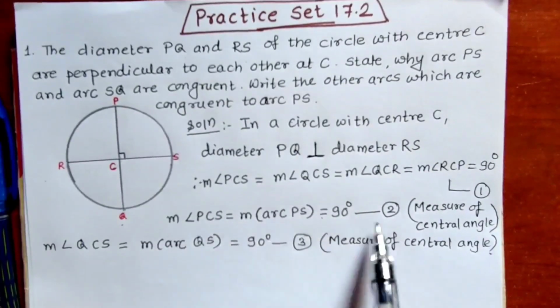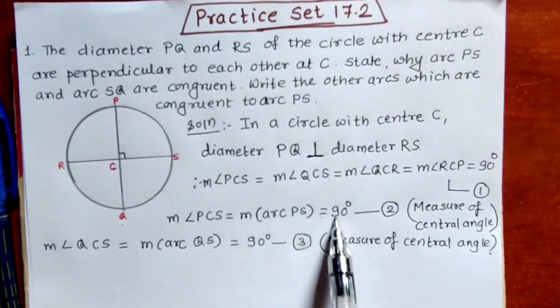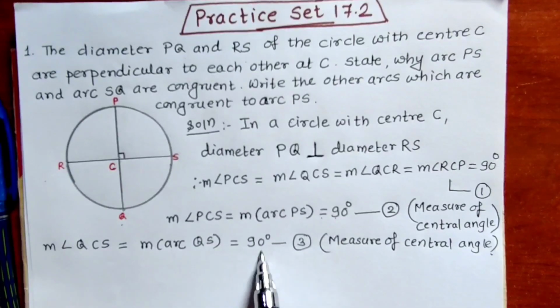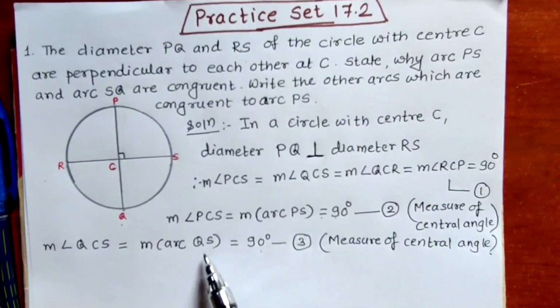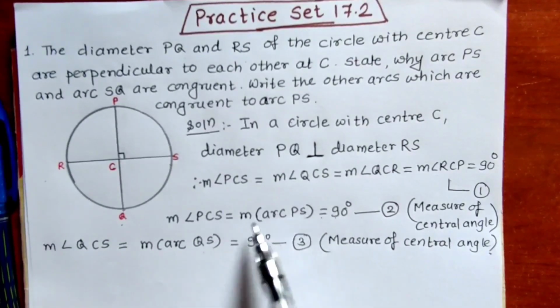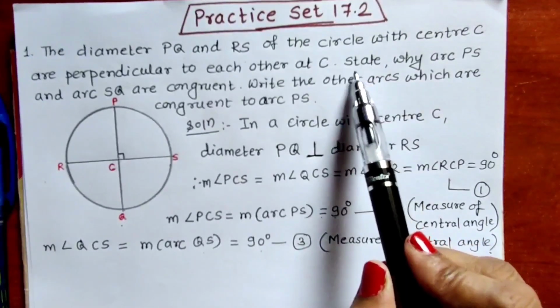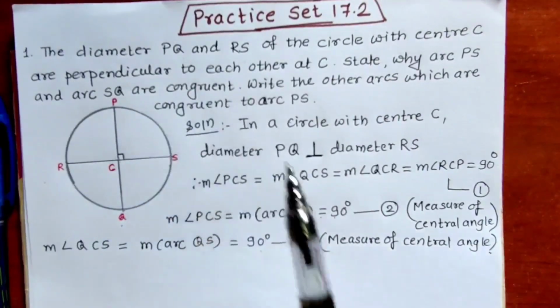Now observe this second and third statement. In second statement we have got measure arc PS is equal to 90 degree. In third statement we have got measure arc QS is also equal to 90 degree. So arc PS and arc QS both are of 90 degree, and that's why they both are congruent with each other, or they are having equal measures. So here the question is state why PS and SQ are congruent.